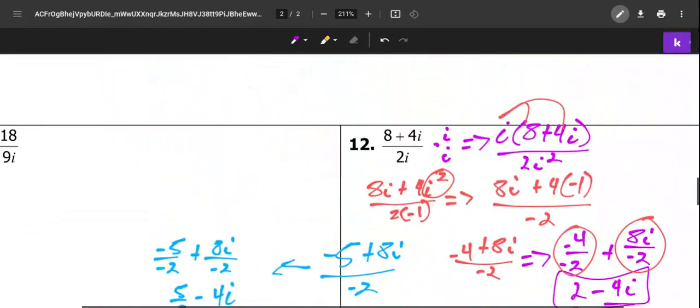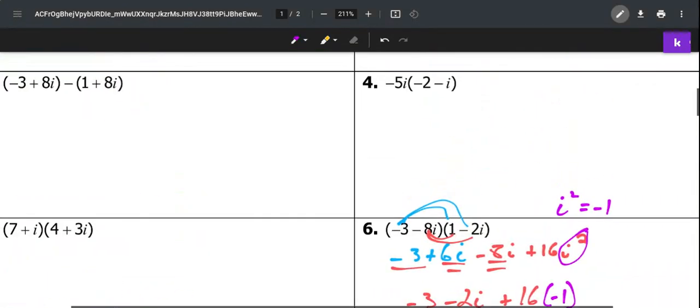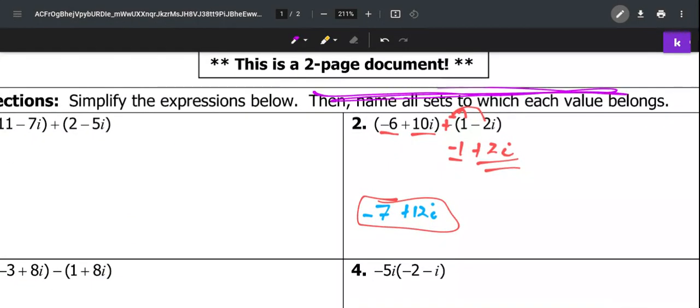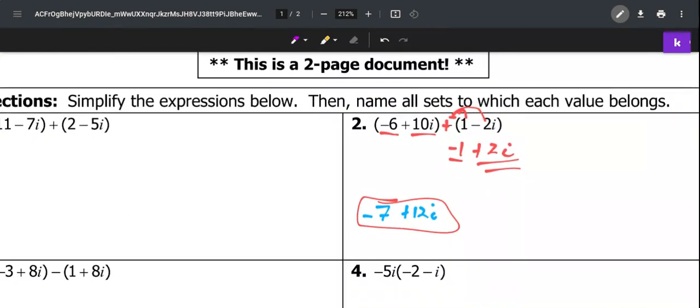All right, I do want to say this as well. Don't worry about saying if it's complex or whatever, like name all the sets. Don't worry about that part. We're not doing that. It doesn't really matter.